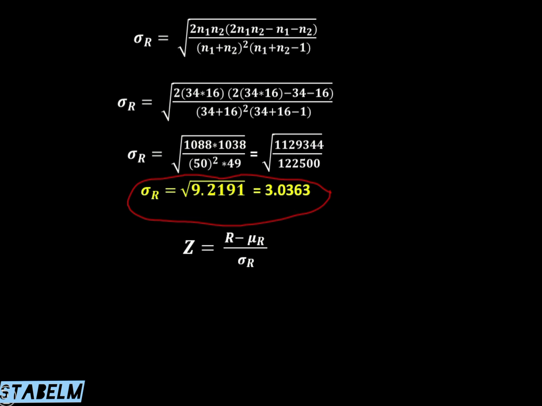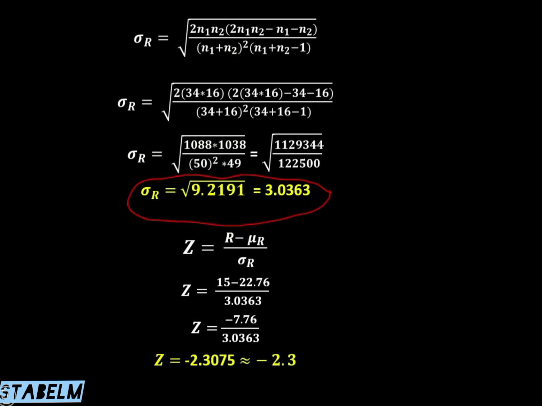We have Z equals 15 minus 22.76 divided by 3.0363, and by the time we subtract this from this value, we're going to have minus 7.76 over the denominator, which is 3.0363. So finally, dividing this will give us a negative result, minus 2.307, which is approximately 2.3 to 2 significant figures. So we have our Z to be 2.3.